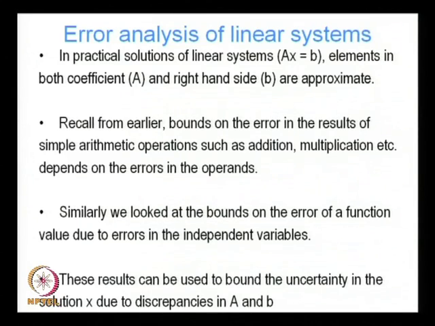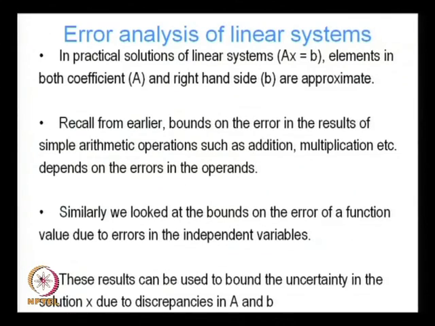Next, with all that discussion, we move on to our main focus in this lecture, which is error analysis of linear systems. In practical solutions of linear systems, Ax is equal to b, elements in both the coefficient matrix A and the right hand side b are approximate, particularly when A and b represent certain physical quantities. Maybe A and b have been obtained from experimental data, so they will always be approximate. Recall from earlier, bounds on the error in the results of simple arithmetic operations such as addition, multiplication, etc. depend on the errors in the operands.